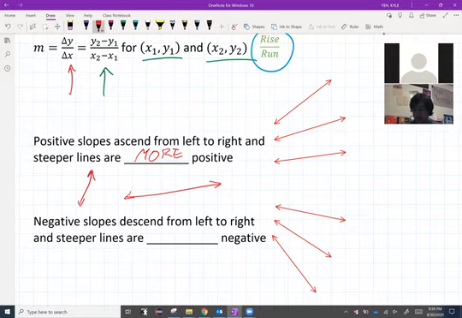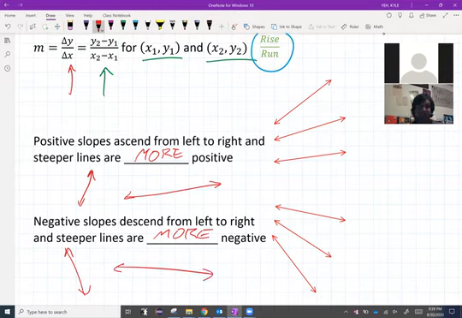Similarly, negative slopes descend, so they go down from left to right, and steeper lines that descend are more negative. So exact same idea. Maybe this guy has a slope of negative 2.5, and this guy has a slope of negative 1/10, but they're both negative, and the more negative one is the steeper line.